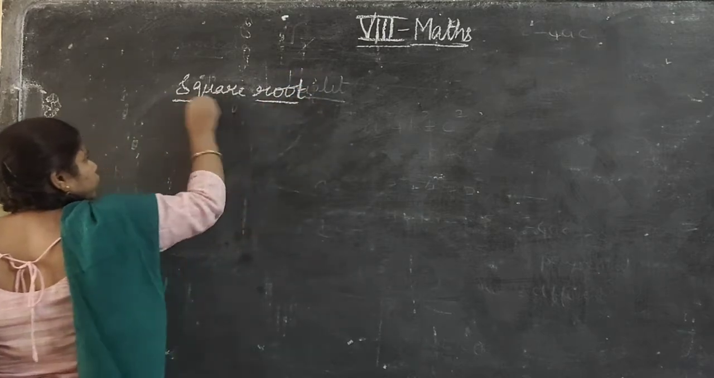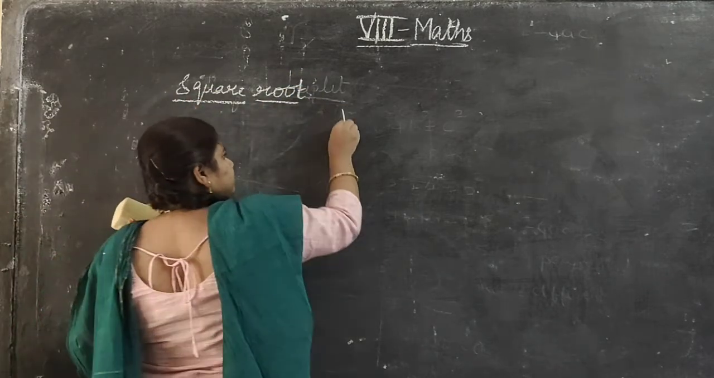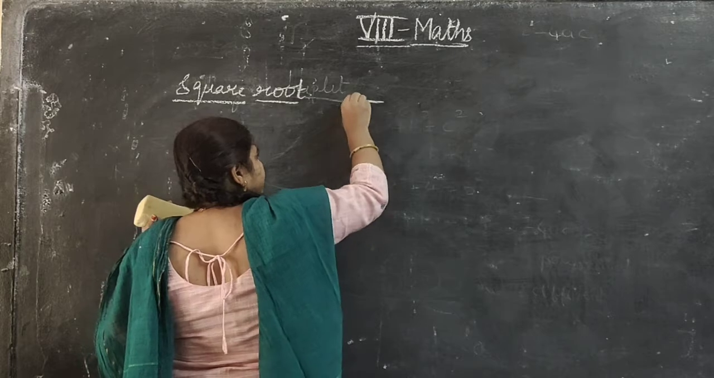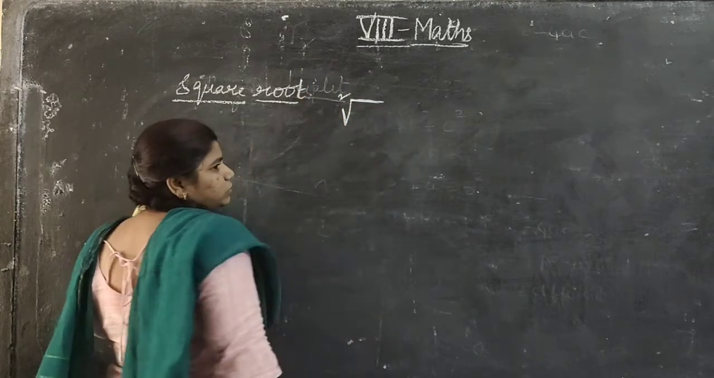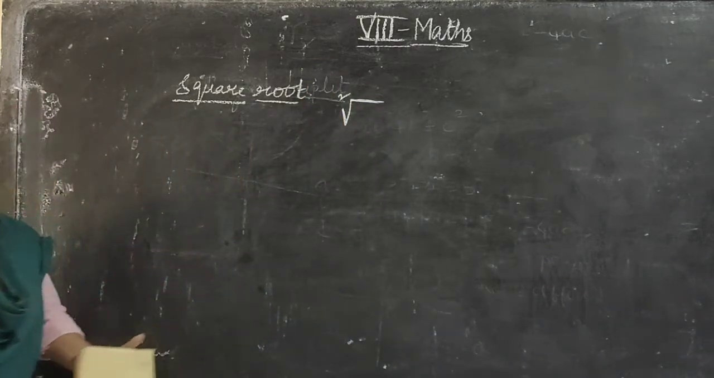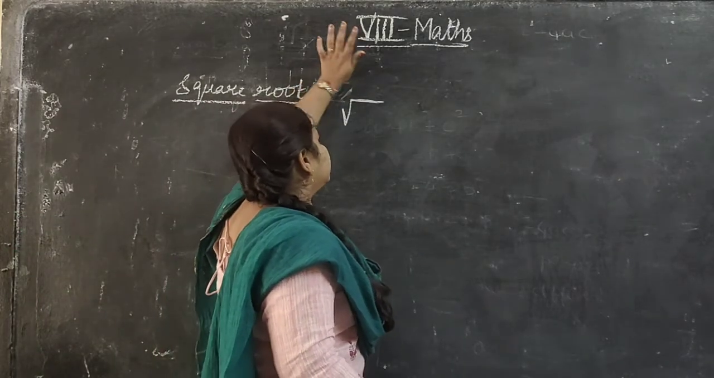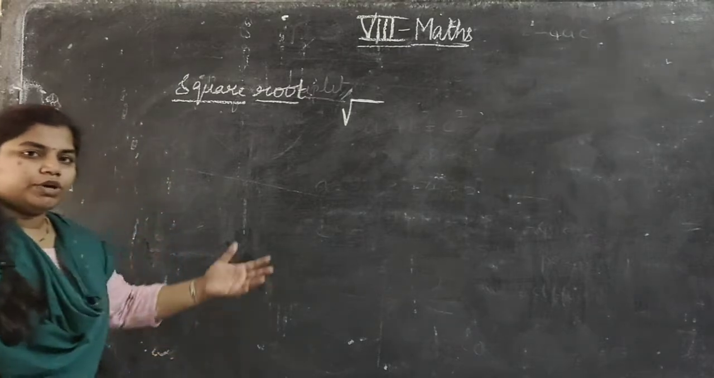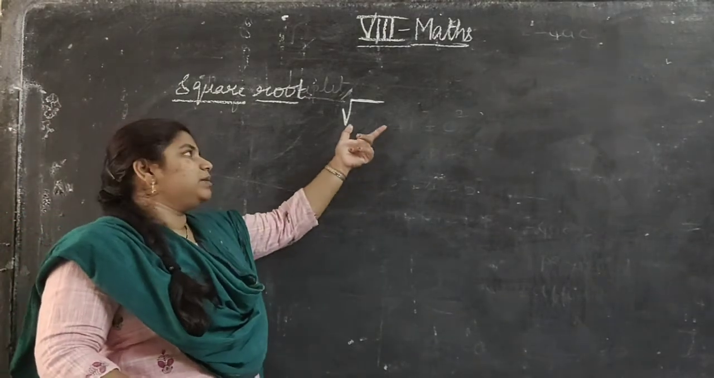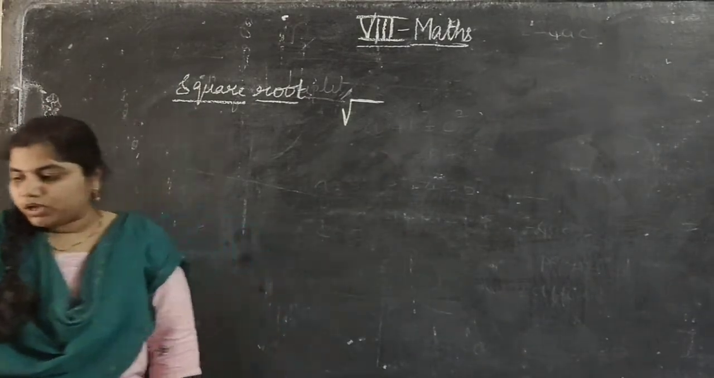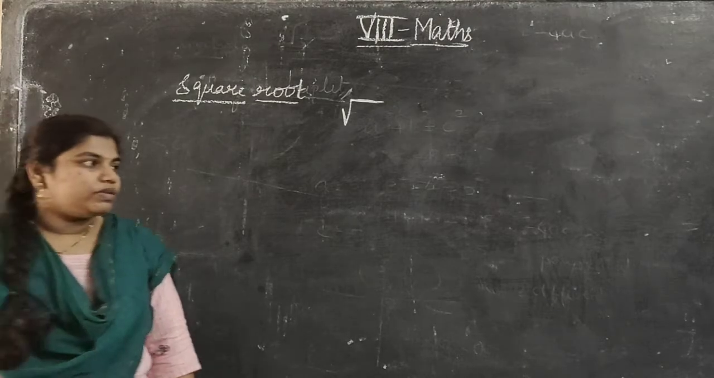We denote the square root with this symbol. So this is called a square root. The order will always be 2, since square is nothing but order 2. Even if you don't write this 2, we can still call it a square root. Whether you keep the 2 or not, the symbol is called the square root. So let us see how to find the square root.